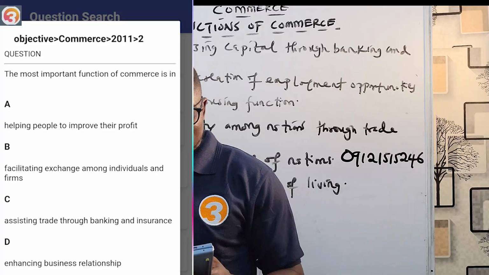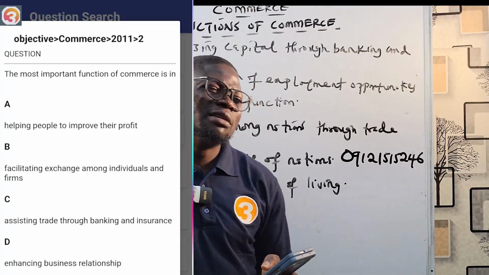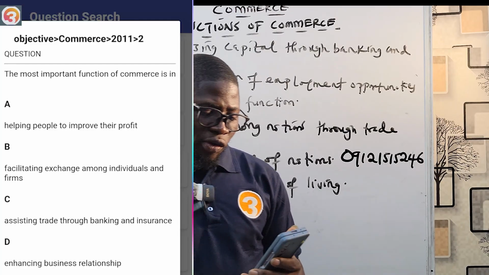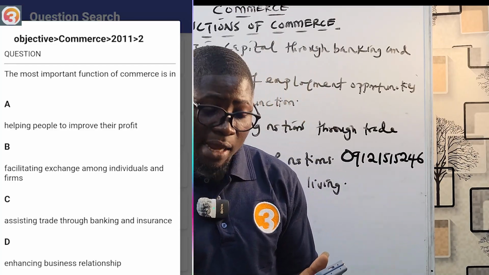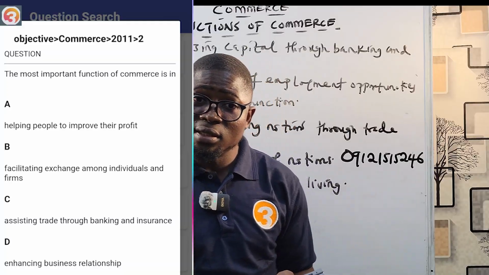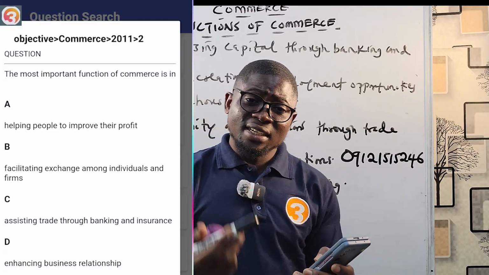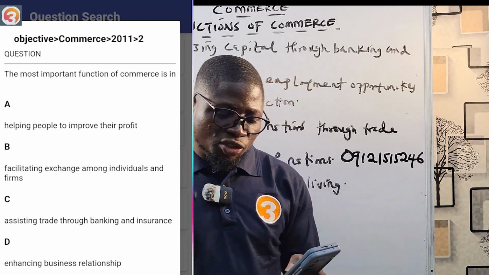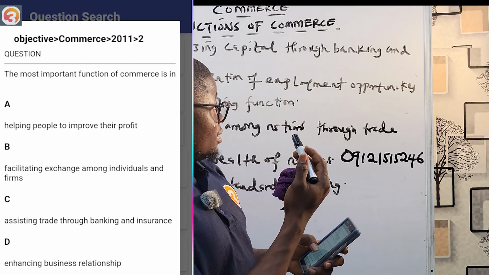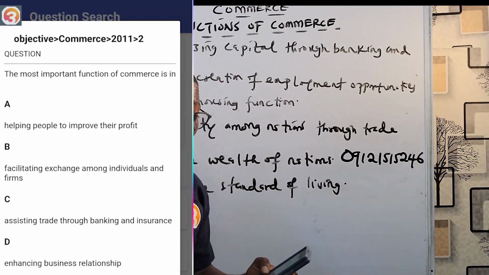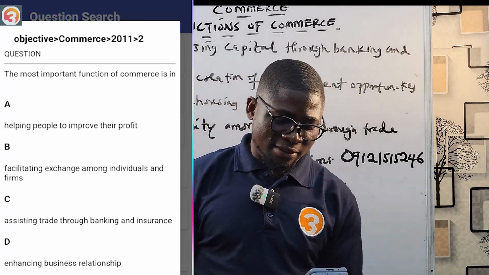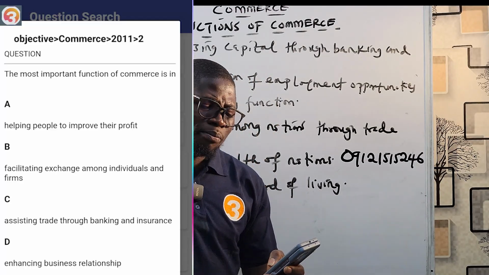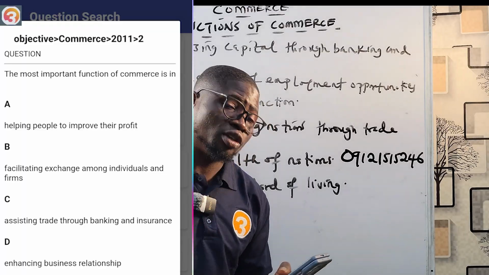The reason is that they are asking for the most important function, and all of them are functions. Unarguably, helping to improve profit for producers is not a function of commerce. It is facilitating trade among individuals and firms. Assisting trade through banking and insurance, like we'll talk about, helps in raising capital through banking and finance. D, enhancing business relationship, is also part of it. But which one is the most important function of commerce?